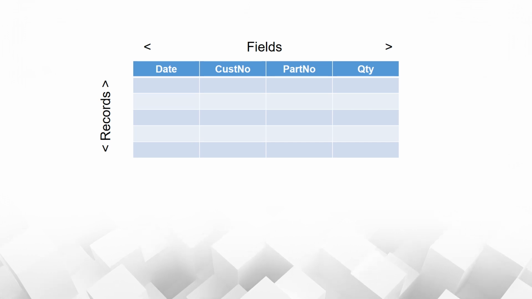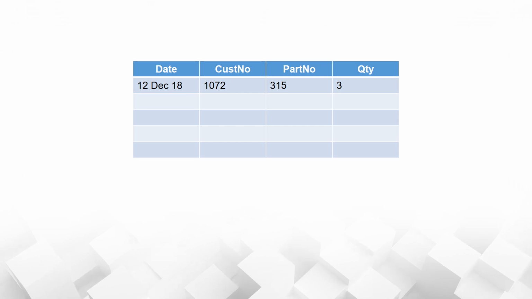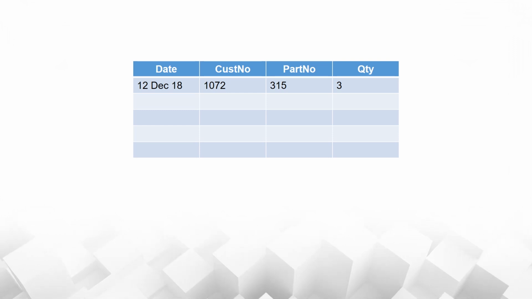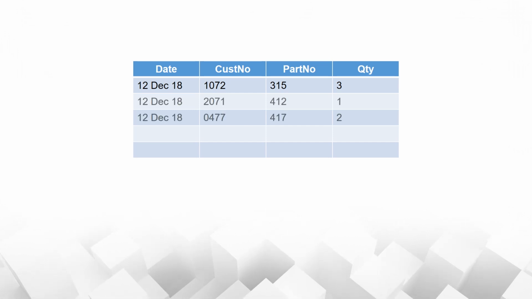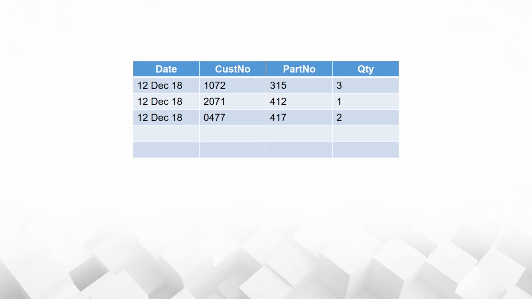So let's add an order to our table here. And we can see from the data that's on the slide now that in this example, on the 12th of December, customer number 1072 ordered part number 315, and he ordered 3 of them. And as time goes by, we would gradually fill up the orders table with further records that look very similar to that. Now we'll discuss later that we don't actually store dates in the form they're appearing in this example at the moment, but for now it'll do.